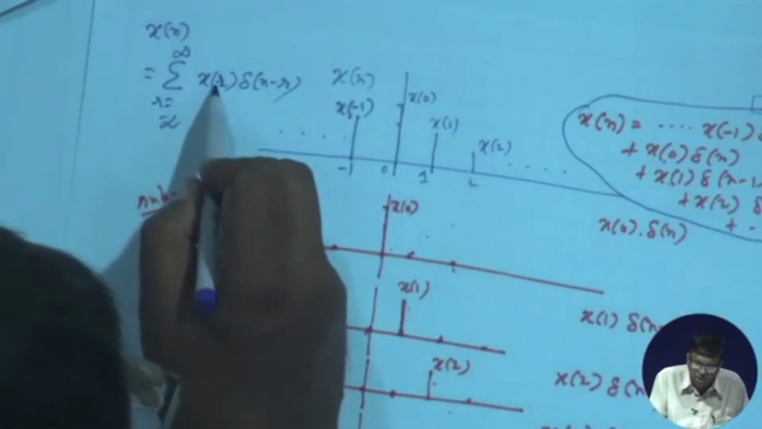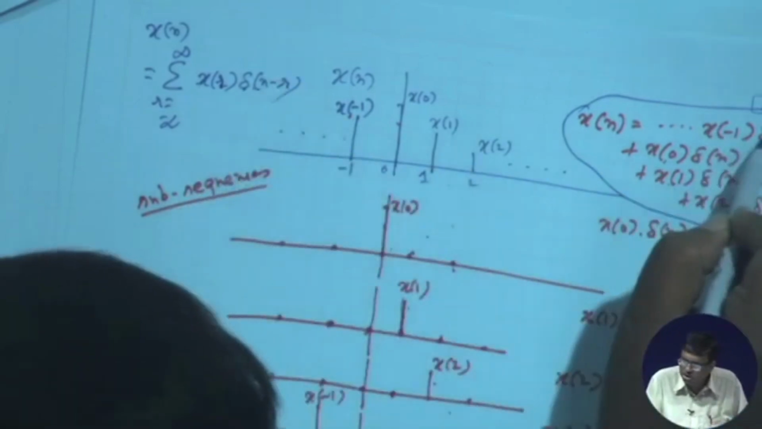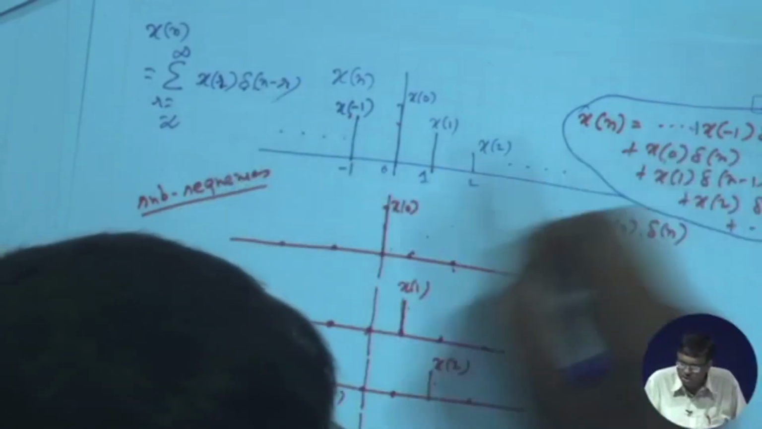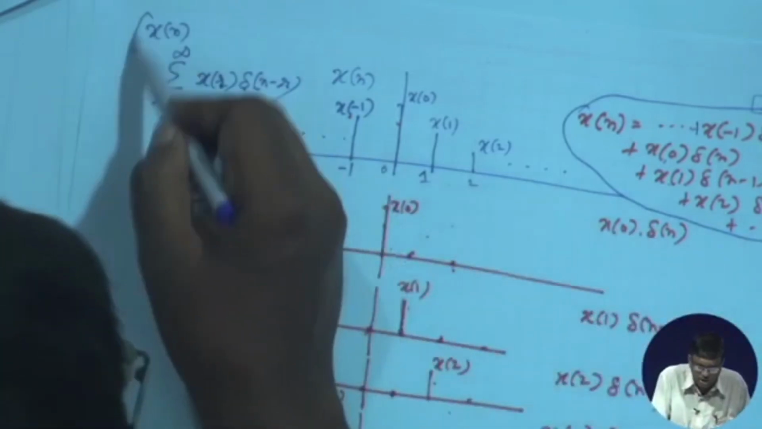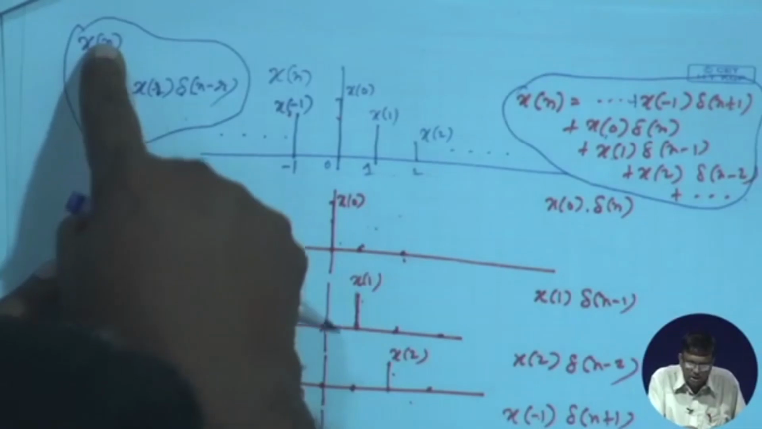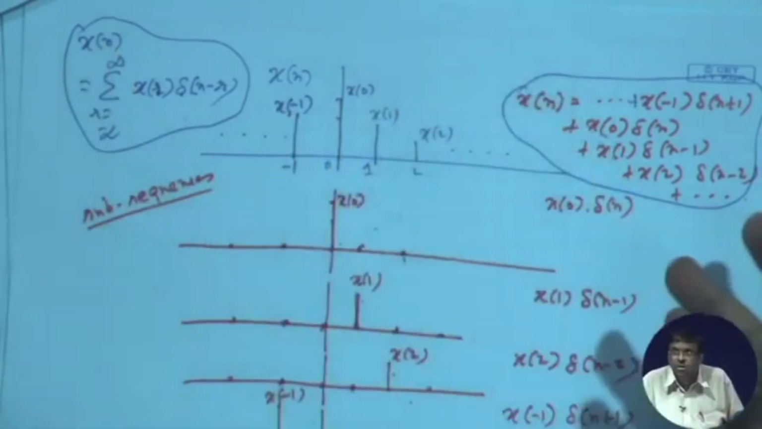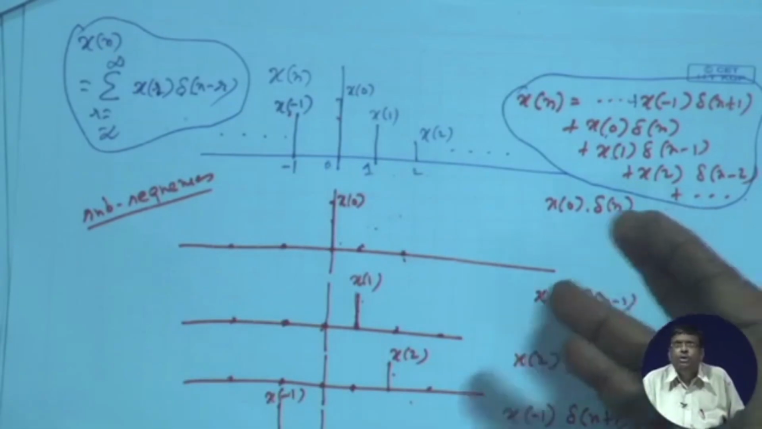On the other hand, if r is minus 1, x[−1] δ[n + 1], and so on the back. Okay, this is a very important result. We will be using this. Any sequence is a sum of various subsequences. All right, this is very important.